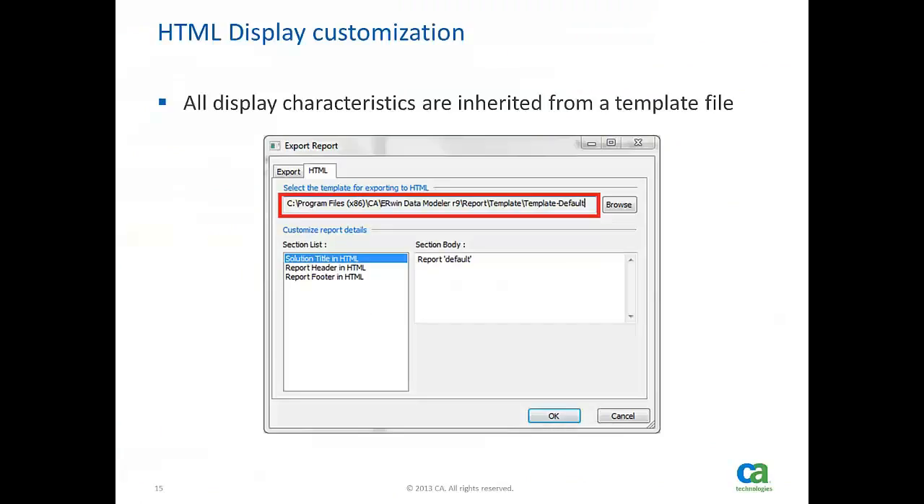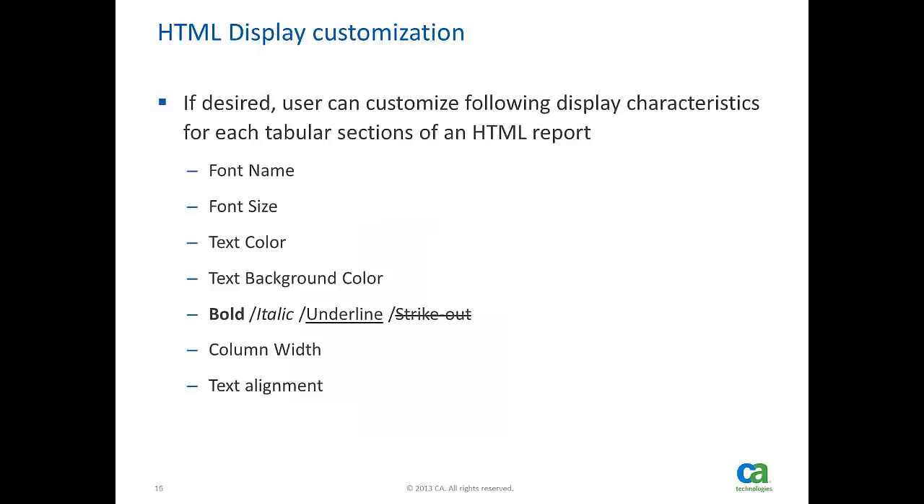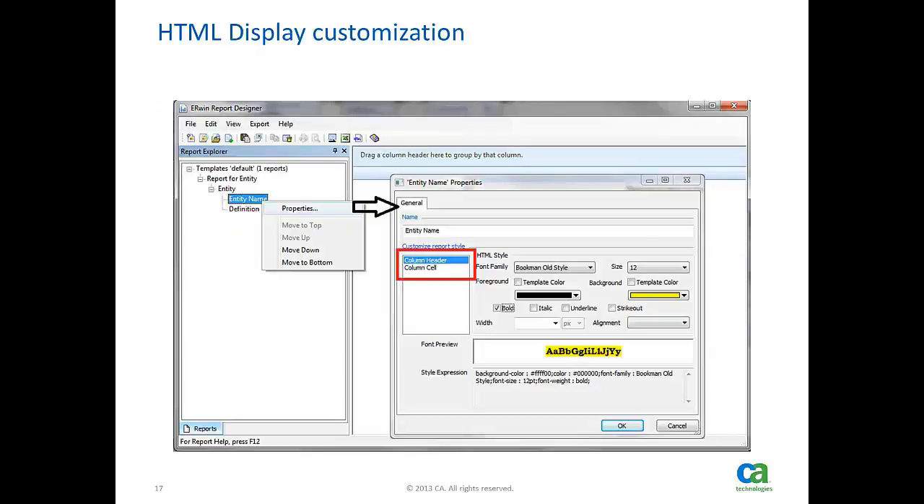Now let's see how we can customize the appearance of HTML reports. All display related characteristics of HTML reports are inherited from a template file that can be found in the install directory. However, users can customize the following options. In order to bring up the formatting editor, select a desired property in Report Explorer and invoke it via the context menu. For each column in a report, header and cells can have different display characteristics.